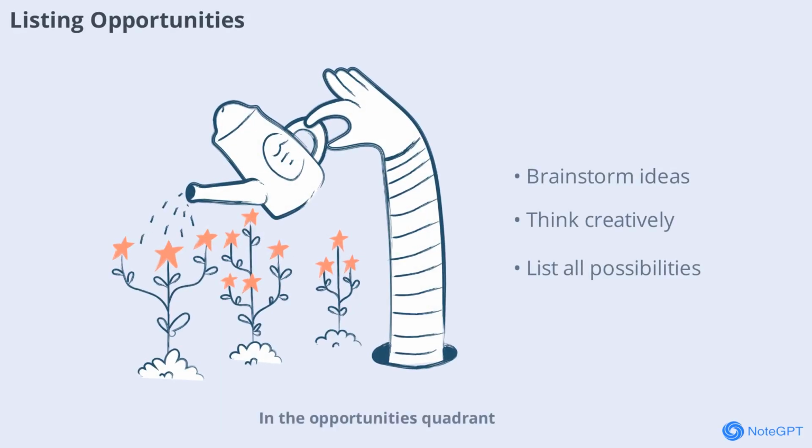In the opportunities quadrant, jot down all the external factors that could benefit your business. Think about market trends, new technologies, or changes in consumer behavior. Encourage your team to brainstorm and think creatively. The goal is to identify as many opportunities as possible, even if they seem ambitious. Later, you can prioritize which ones to pursue.